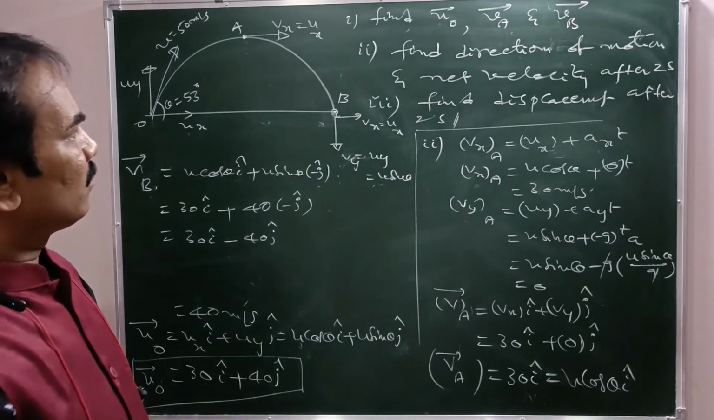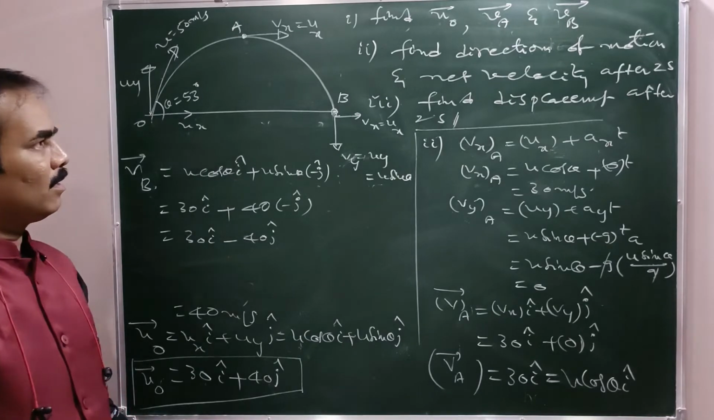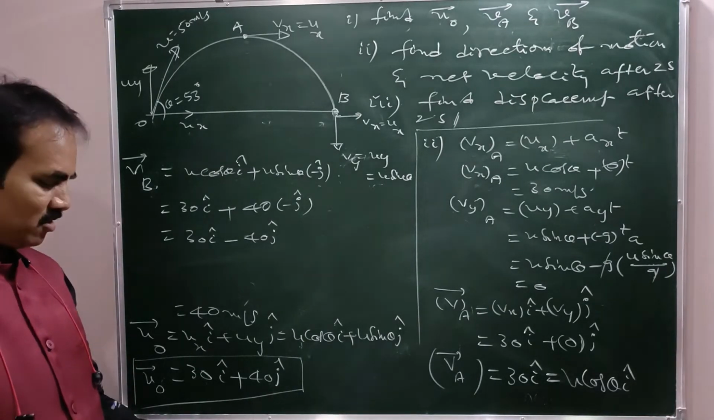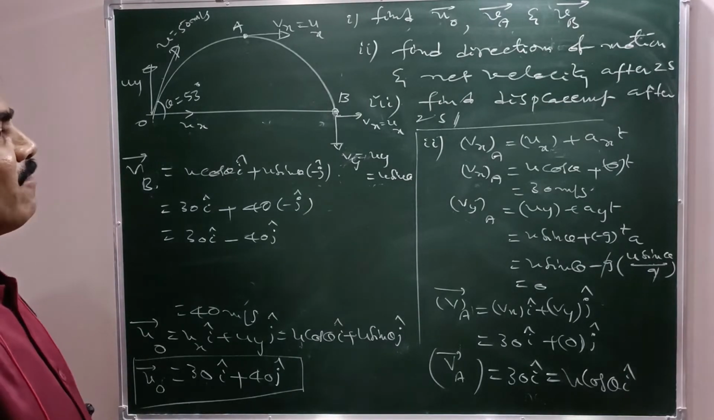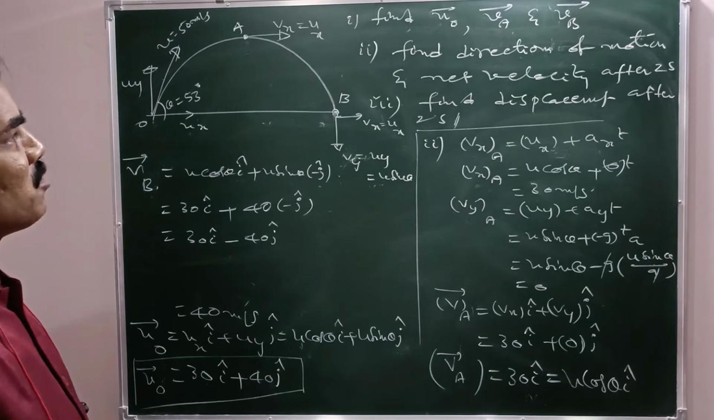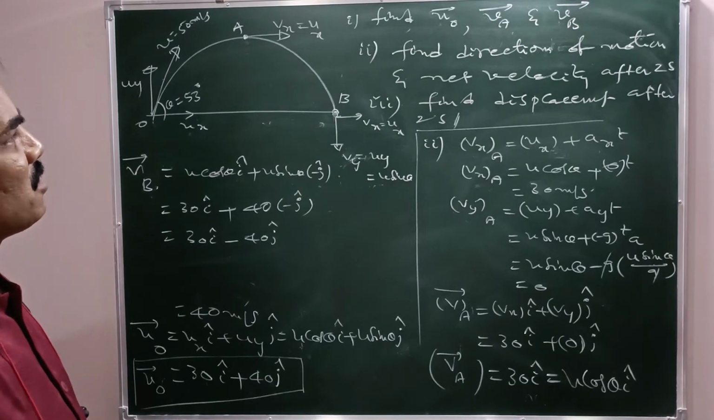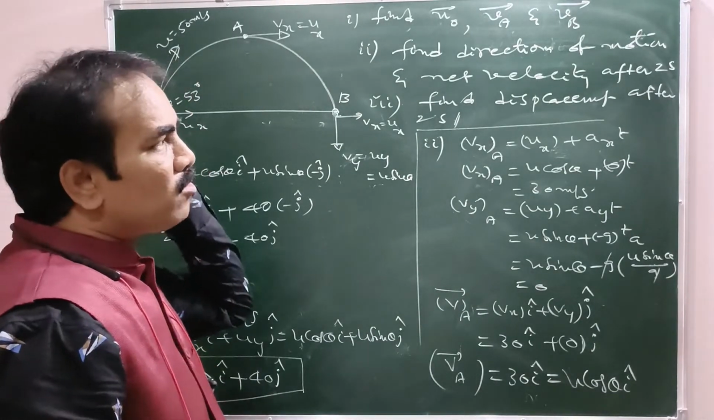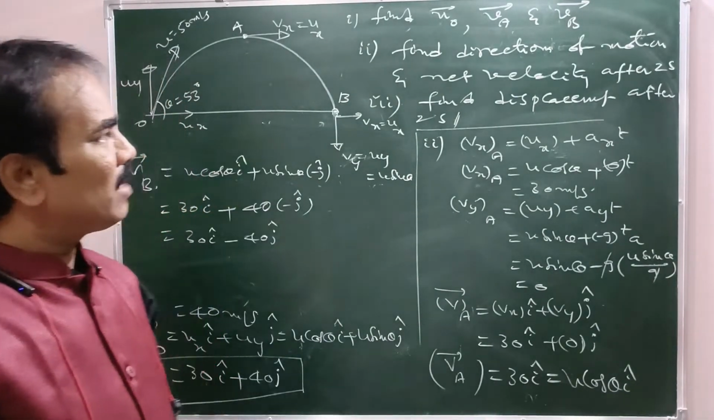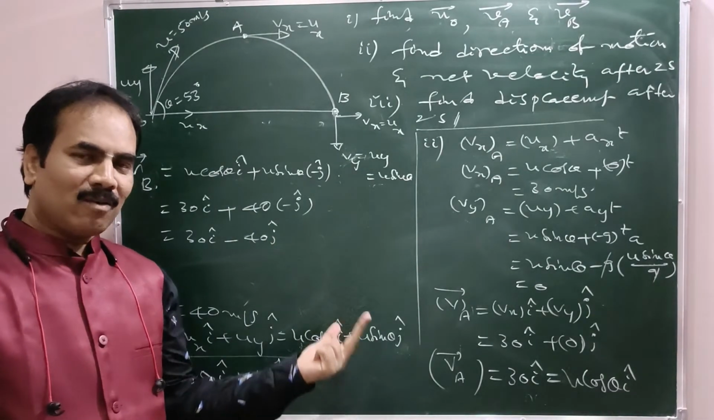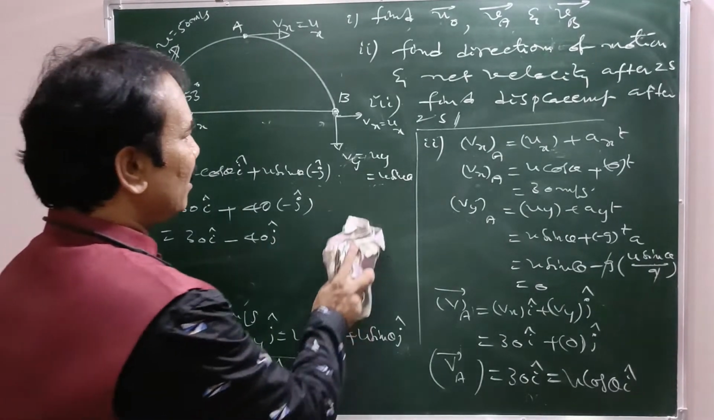Okay. Now find the direction of motion and net velocity after 2 seconds. After 2 seconds, to find the net velocity we have to consider the velocity along the horizontal as well as along the vertical after 2 seconds, right?